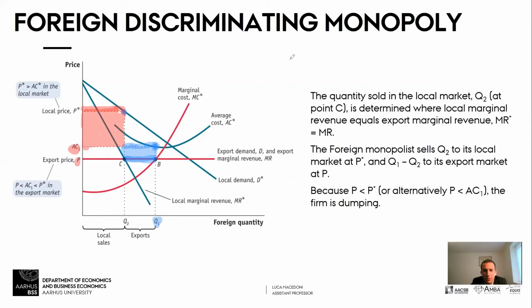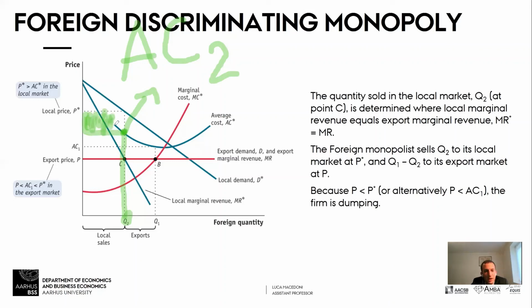So what if we don't do that? Well, if we don't do that, yes, we're not going to make that loss. But the average cost that we face, if we only produced for the local economy at quantity Q2, would be at this point here. This would be AC2. Okay, that point here would be AC2. So the average cost would be higher, and we would basically make a smaller unit profit in the local economy.